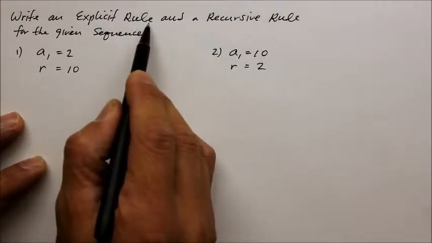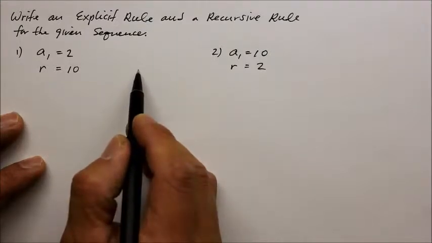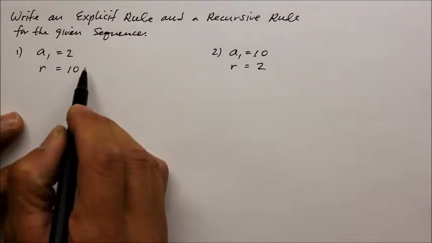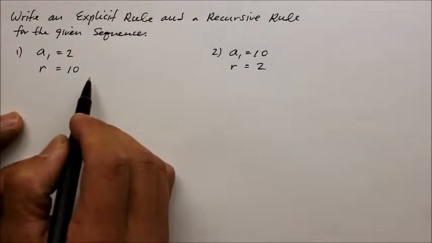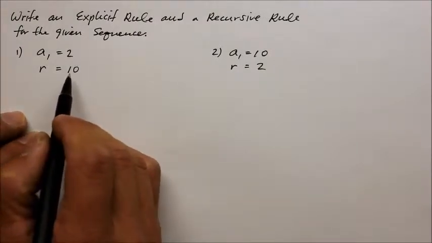A recursive rule for sequences is another way of defining sequences. But in this case, a sub n is related to whatever is in the term ahead of it, the preceding terms. So with all that mumbo jumbo, let me just quickly show you how it works.